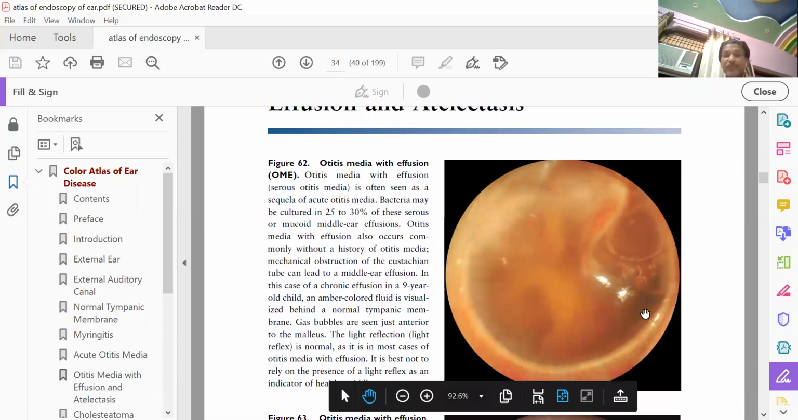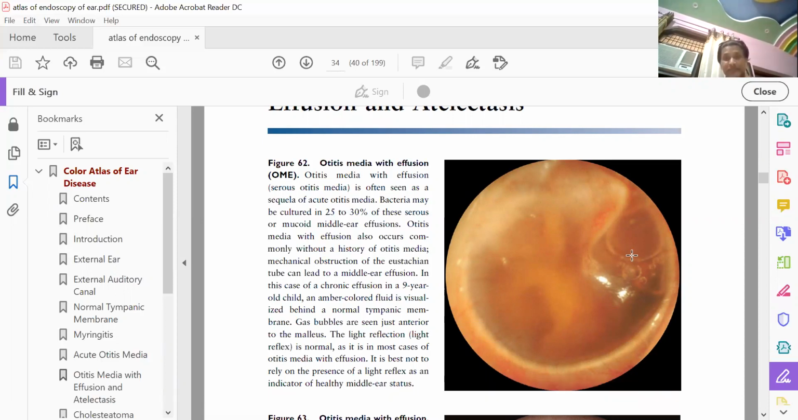So this is a very common clinical picture of otitis media with effusion, also called glue ear. This starts with negative pressure in the middle ear as a result of blockage or closure of the eustachian tube, which leads to negative pressure in the middle ear, which sucks out plasma from the surface mucosal capillaries.